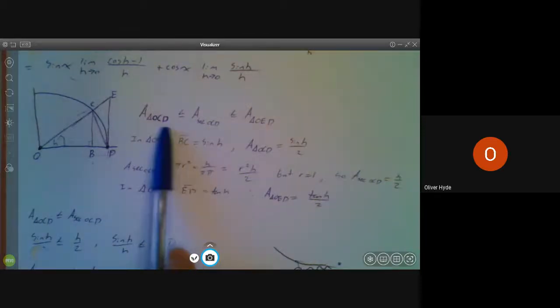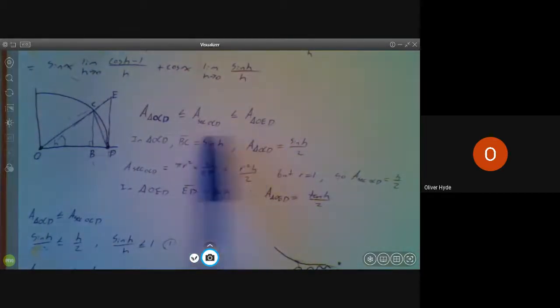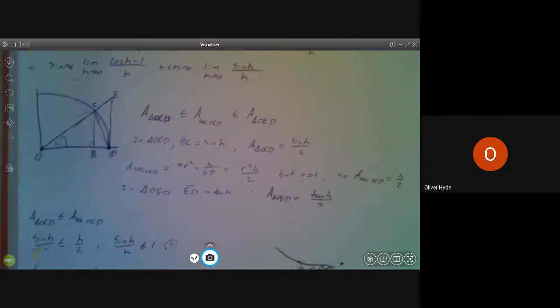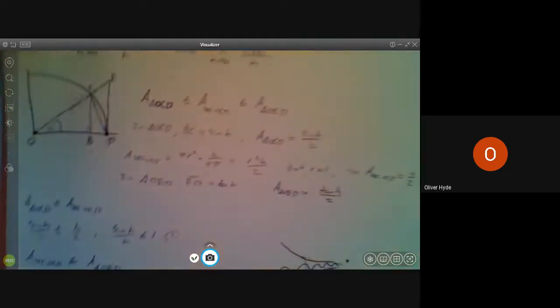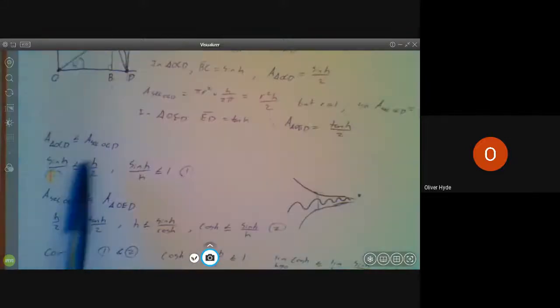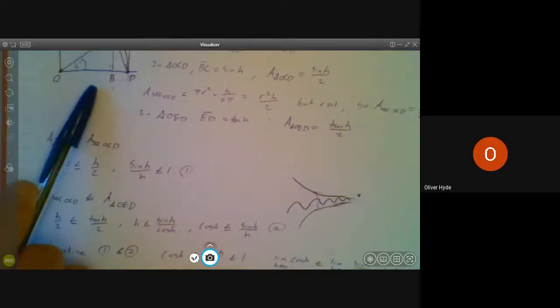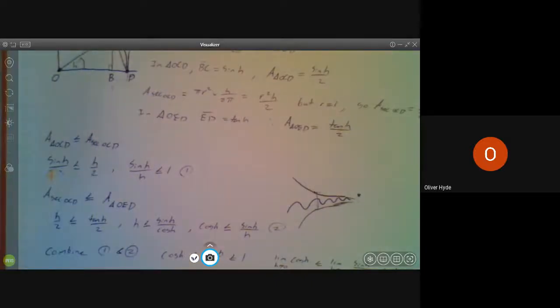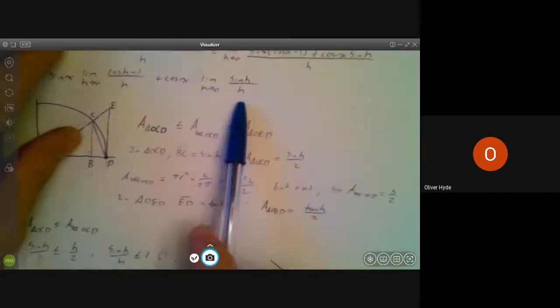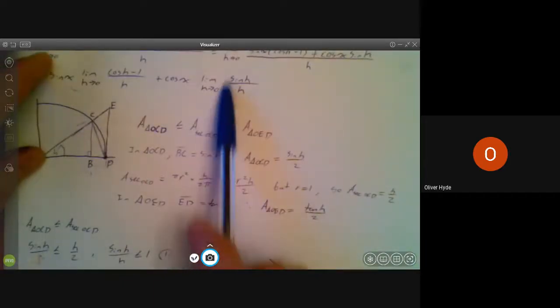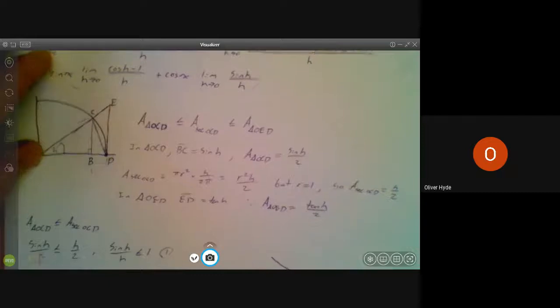Now, I split this, call it a triple inequality, into 2 separate inequalities. And I substitute this information here. The area of triangle OCD has to be less than or equal to the area of the sector, sorry, we're talking about the borderline case: if h is 0, those areas would all be equal to each other. They'd be equal to 0. So I've got the sine of h divided by 2 is less than or equal to h over 2. I rearrange here and I get that the sine of h divided by h has to be less than or equal to 1. This is important because I'm looking at what the limit as h approaches 0 of the sine of h divided by h is. It has to be less than or equal to 1.